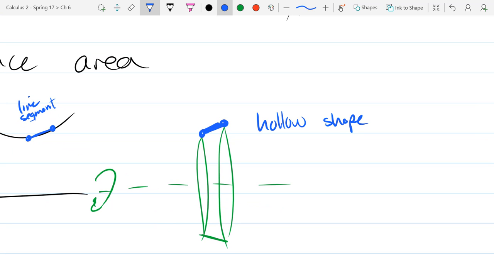And what we want to do is get the surface area. And the shape's hollow, so I'm just going to write find the area. All right, find the (surface) area.